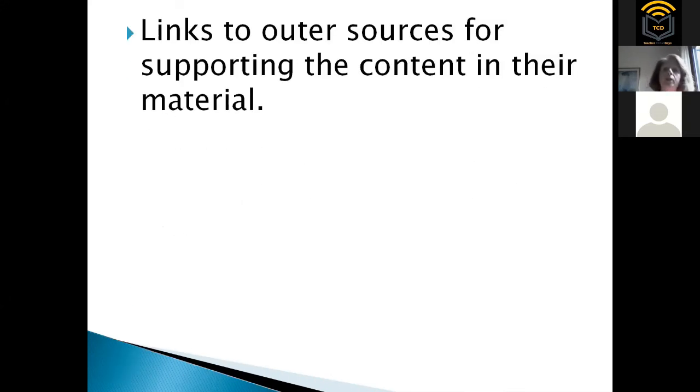Then links to other sources for supporting the content in their material. For example, if you've got a reading on global warming, you can have links to some more information about global warming. And what I have done in the past when I was teaching teenagers, and they loved it, I actually included the links, and they used the links to come up with a short presentation on the topic, which was, I remember, global warming. So you can do lots more things with these links to outer sources.